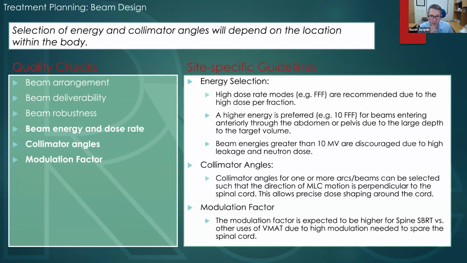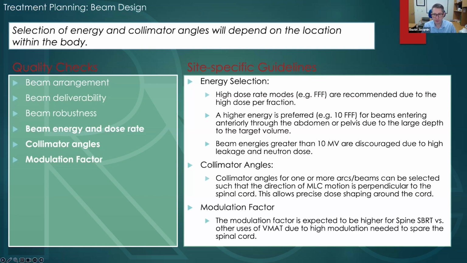Generally speaking, for spine SBRT, you want high dose rates. So if you have FFF modes on your machine, you should use them. With high dose per fraction, this decreases the delivery time and makes sure the patient spends less time on the table. A higher energy is preferred for beams entering through the abdomen and pelvis due to the deeper depth. So usually we use 10 FFF for pelvis and abdomen in our clinic, and 6 FFF for other sites like the T-spine and the C-spine. Energies greater than 15 MV are discouraged due to the high leakage and neutron dose. Maybe if you have a really large patient, this could be considered, but generally 10 MV is enough, especially in a VMAT context, to spread out the entrance dose, get a reasonable skin dose, and get a good plan.